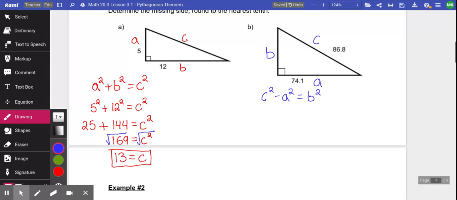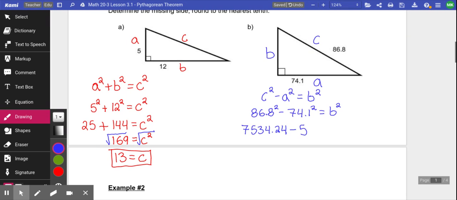So this is 86.8 squared minus 74.1 squared. So you times 86.8 twice. Subtract 74.1 and times that by 4. But then I did that and I got 2,000 and something. So you should get, it's going to be big. So like 86.8 squared, 7534.24. And then 74.1 squared. That doesn't add up.